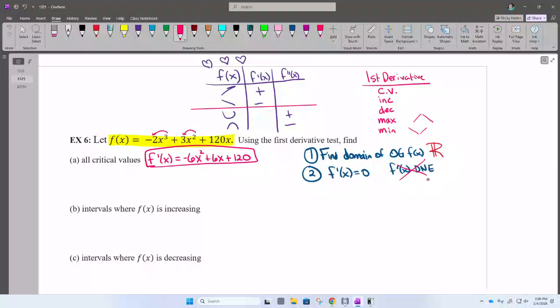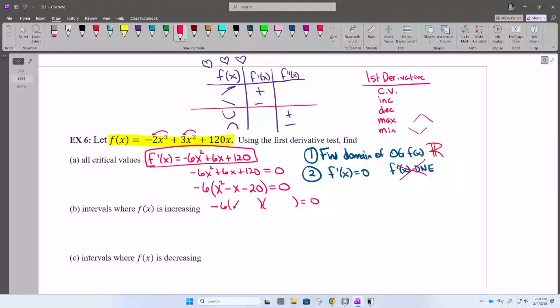So I'll have to use the other one, which says set it equal to 0 and solve. So I'm going to set this equal to 0. And then this is where you have your choice of how to solve this quadratic. You can factor, use the quadratic formula, use your calculator, whatever you need to do. I'm going to pull a negative 6 out of it, and I'm left with x squared minus x minus 20. And then I'm going to factor.